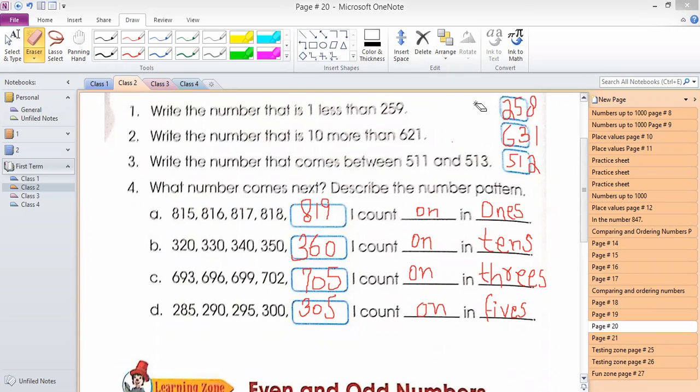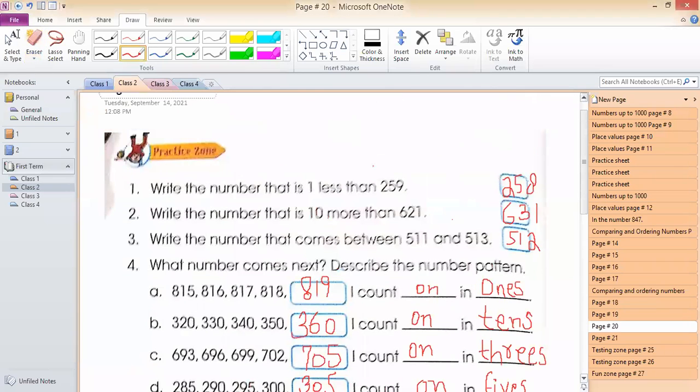Question number 1 was about write the number that is 1 less than 259, guys. So to write 1 less than 259, you will check the number which comes before 259. So that is 258. So 258 is the answer.